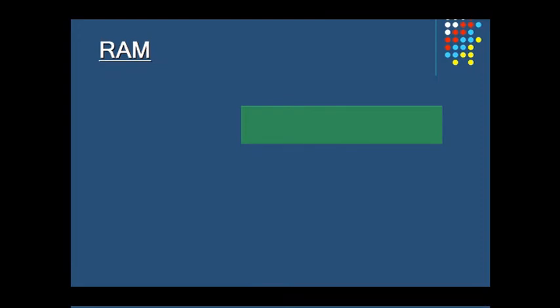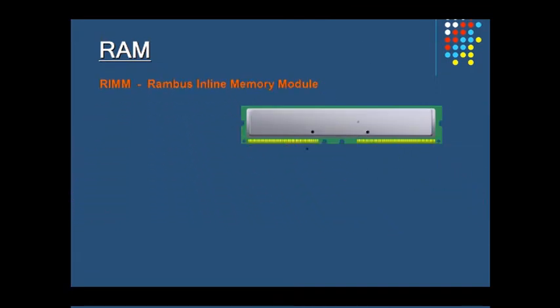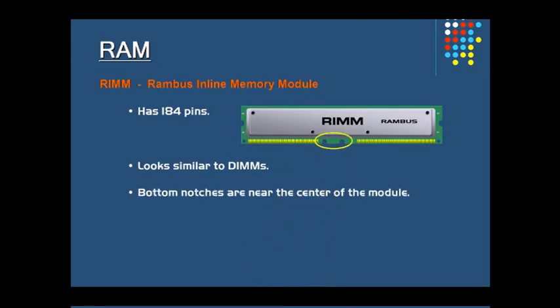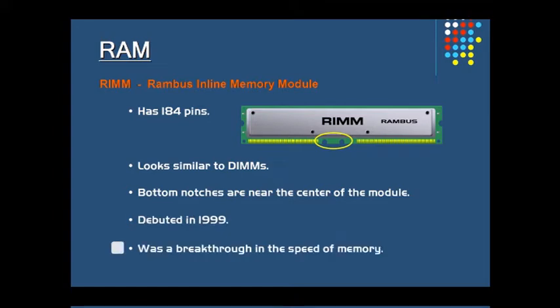Another type of memory was called RDRAM, which was developed by Rambus Inc. And they developed the RIMM, which stands for Rambus Inline Memory Module. RIMMs have 184 pins and look similar to DIMMs, with the exception that the bottom notches are located in the center of the module. In 1999, RIMMs were a breakthrough in the speed of memory, but have quickly fallen behind due to the advancement of technology in DIMMs.